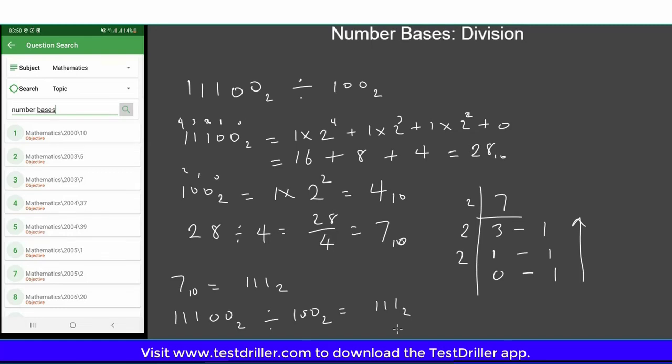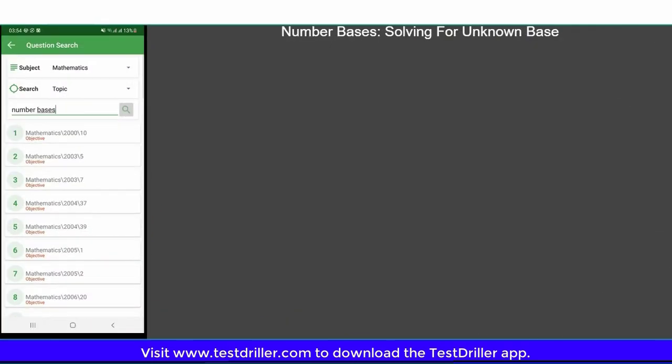Okay, so the next topic is solving for an unknown base. So let's say you have a situation where you were asked to determine what the base is, given that you know the answer. How do you go about it? So let's talk about that next. Let's talk about solving for unknown base.